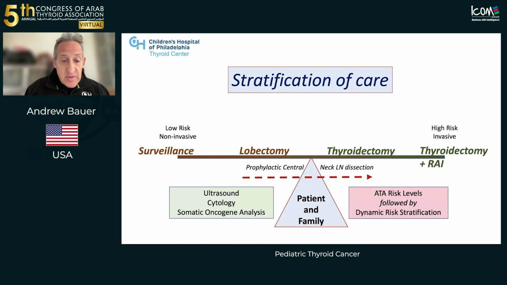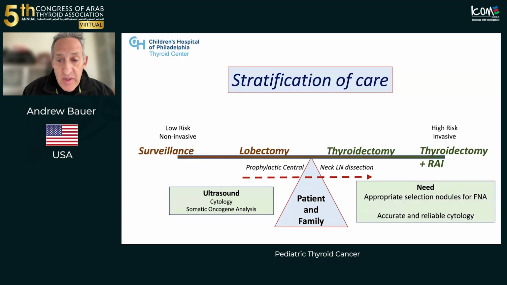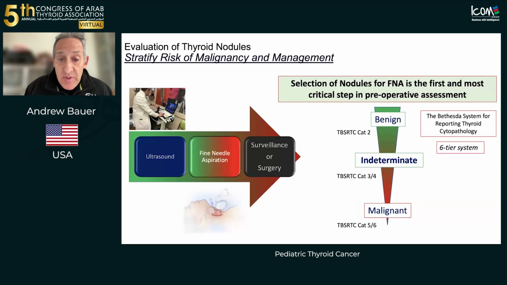And we use ultrasound, cytology, and somatic oncogene analysis to really define and further delineate care. The ATA risk levels will be updated, and we will include dynamic risk stratification in our new 2026 ATA pediatric guidelines. So the appropriate selection for FNA is really critical.